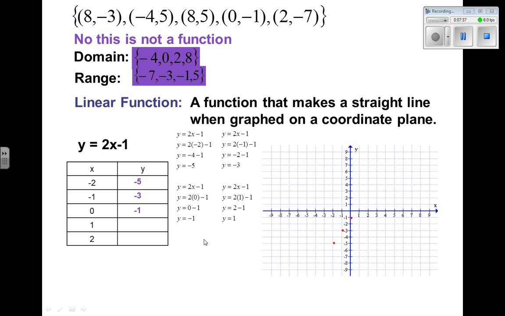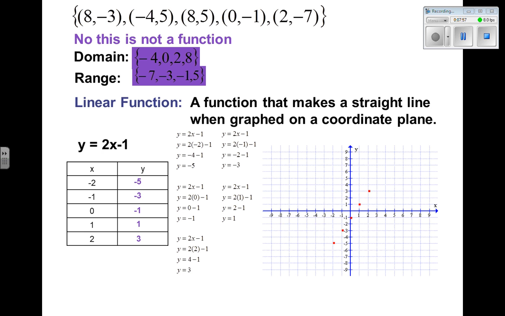So x equals 1 gives you y equals 1. Put that in the table of values, plot it. Substitute x equals 2 in, y equals 3, put that in the table of values, and plot it. Once you've got the 5 points, you are now ready to draw your line. These points should be on a line.